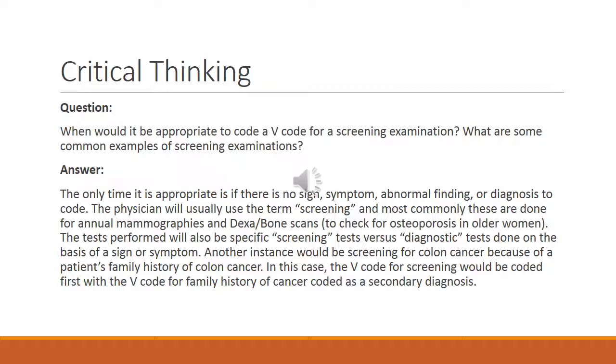The physician will usually use the term screening, and most commonly these are done for annual mammographies and DEXA bone scans, which are used to check for osteoporosis in older women. The tests performed will also be specific screening tests versus diagnostic tests done on the basis of a sign or a symptom. Another instance would be screening for colon cancer because of a patient's family history of colon cancer. In this case, the V code for screening would be coded first, with the V code for family history of cancer coded as a secondary diagnosis.